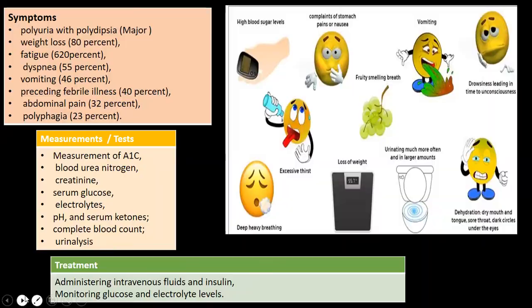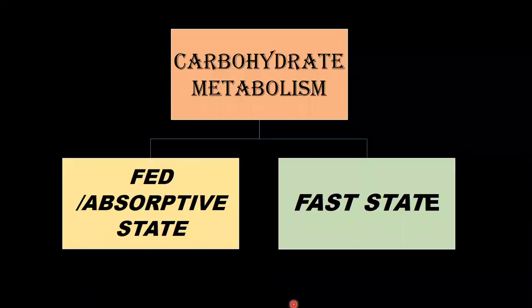every time. Coming to carbohydrate metabolism, we see carbohydrate metabolism in two phases. First is the fed state or absorptive state, the condition or the time when we eat something, and the fasting state when we do overnight fasting.